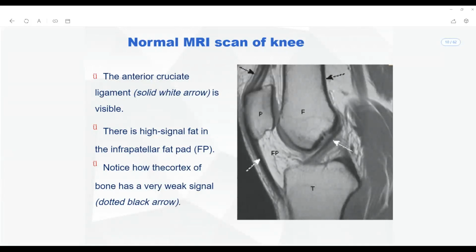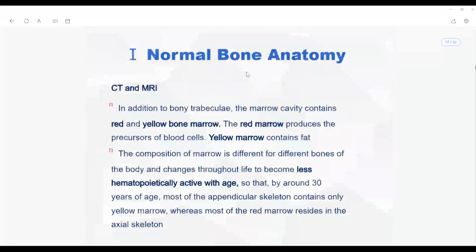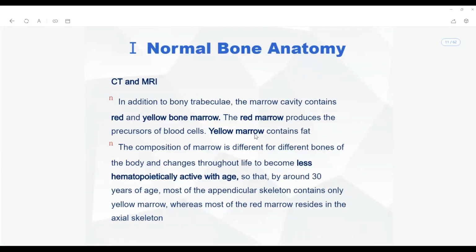All right? Okay. Now, the next thing we are going to look at is the bony trabeculae. You can also have the red bone marrow and the yellow bone marrow. The red bone marrow produces the precursors of blood cells, which is necessary for erythropoietic differentiation. So the erythropoietic cells are the ones present in the red bone marrow, and the yellow bone marrow, which is present in the cavity, contains only fat.